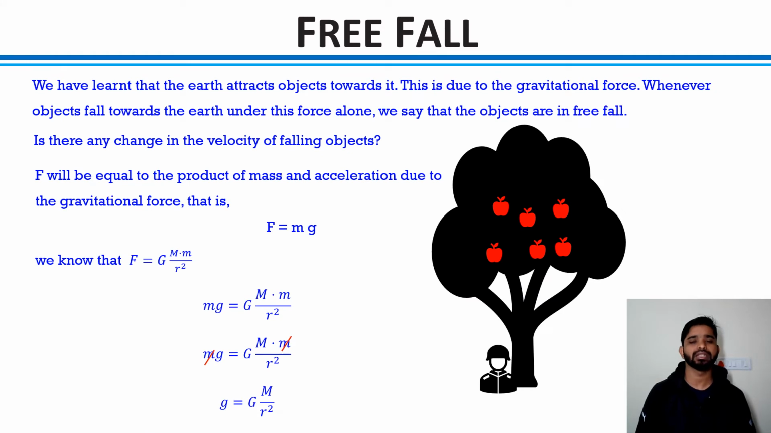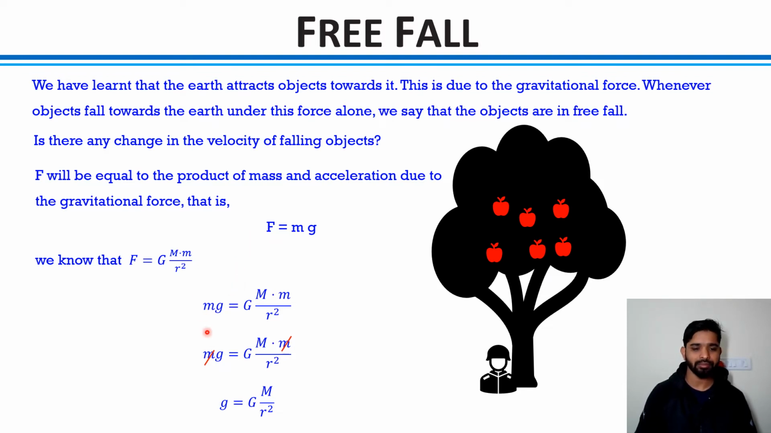We know that Earth attracts any object towards its center because of the gravitational force. Whenever an object falls towards the Earth under this force alone, this type of fall is called free fall. In this particular scenario, we are neglecting any air drag or air resistance. In this case, the weight of the object, that is its mass times gravity, will be equal to the gravitational force acting on that object.